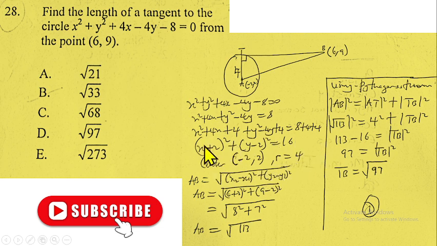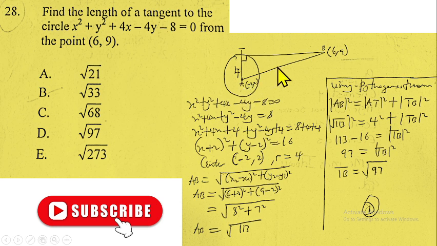Then if you compare that to what you have gotten here, you know that your a is minus 2, your b is 2, and your r is 4. So that means this is the coordinate of the center. That would be minus 2 comma 2, and the radius is 4. That means from here to here is 4. So we know the coordinate of the center.